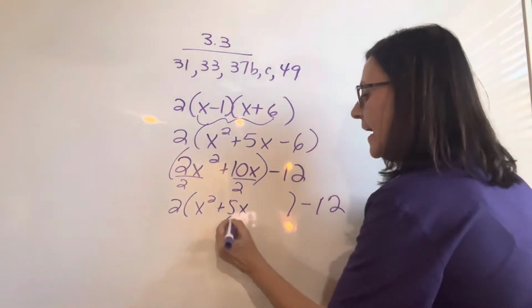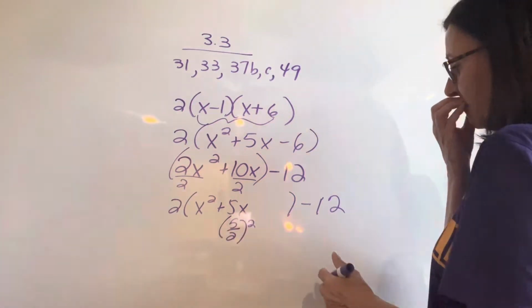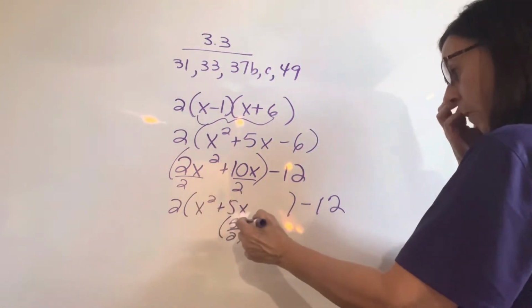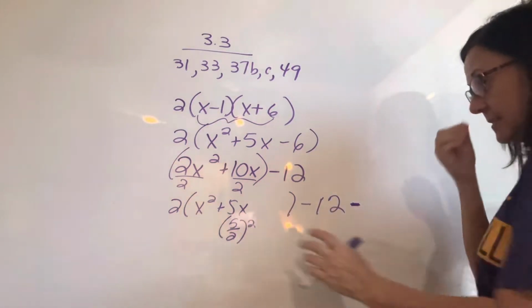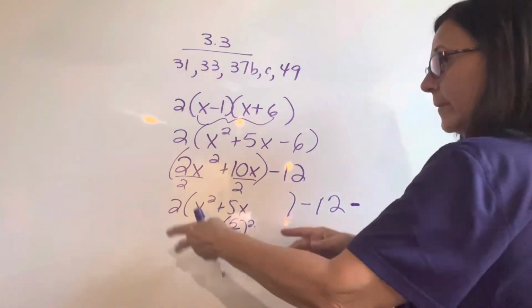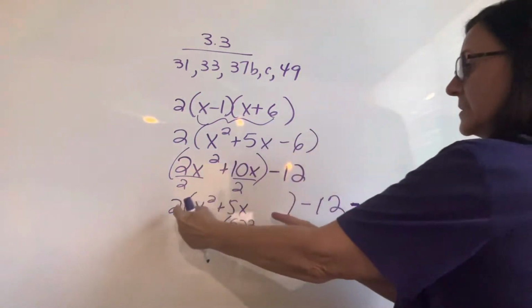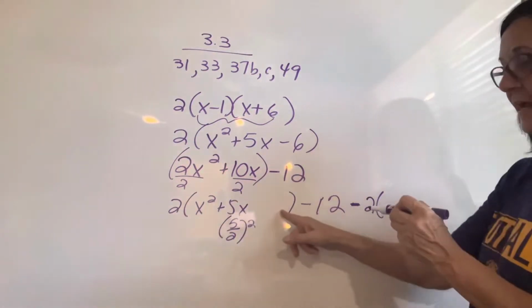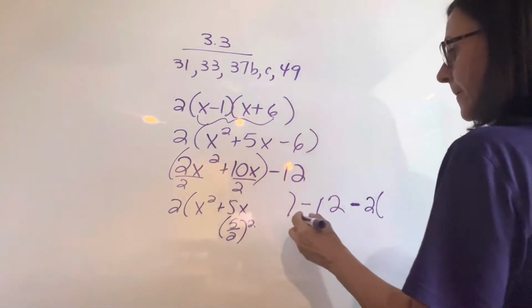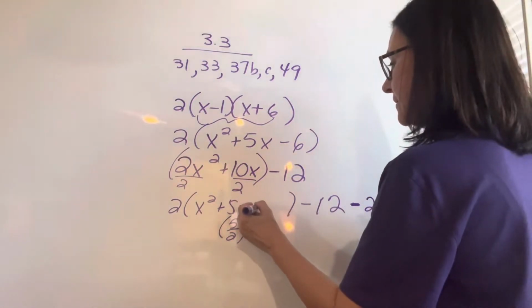Now I take half of the b value and square it. And remember, whatever I add in here, I've got to subtract out here because this is a positive. Right before we had the -3, so it was a negative. So that's why I had to add it on the outside. But this is going to be 2 positive, so I'm going to subtract it. And it's going to be 2 times whatever this value is. So that is 25/4, right?